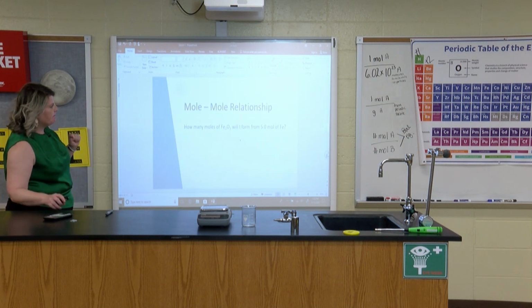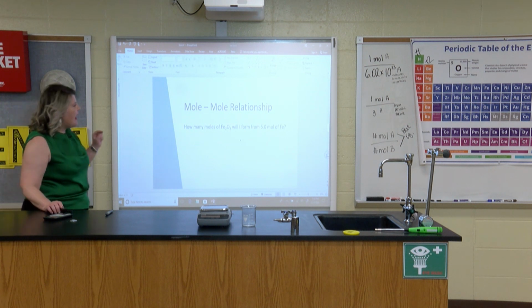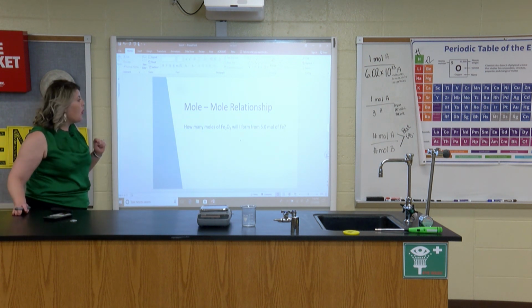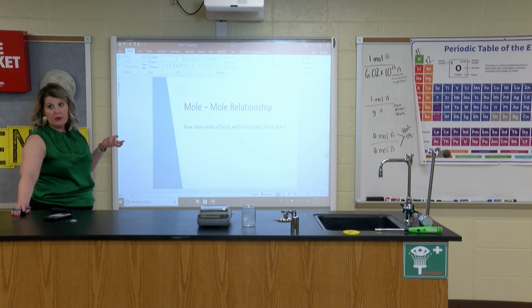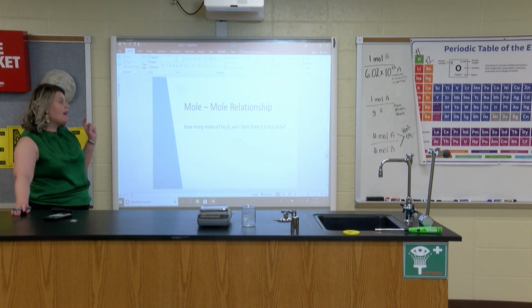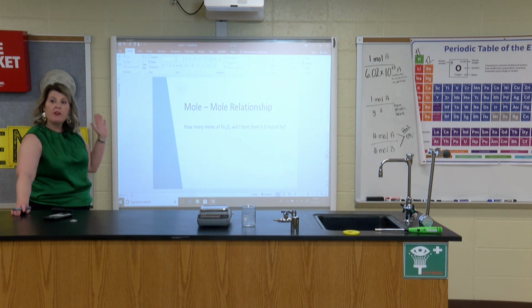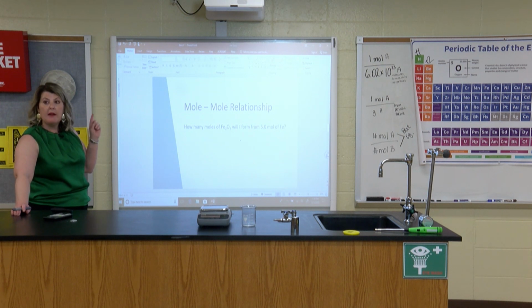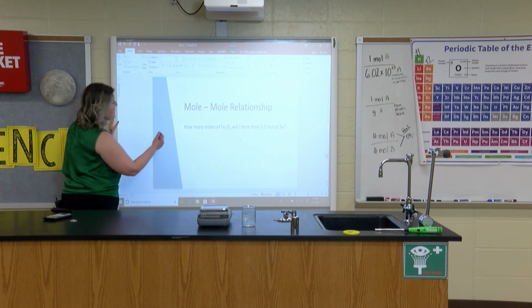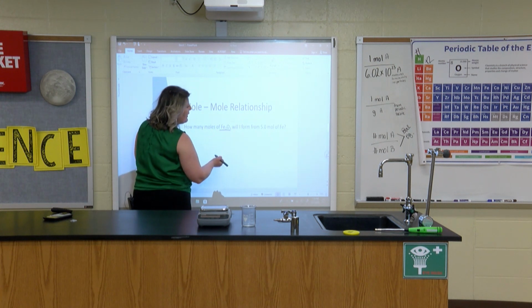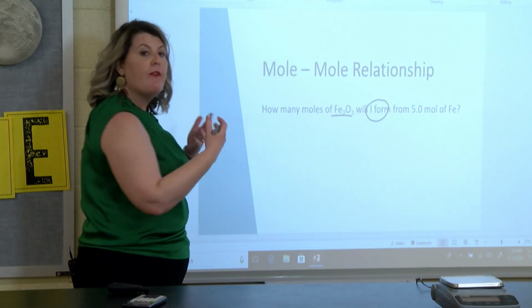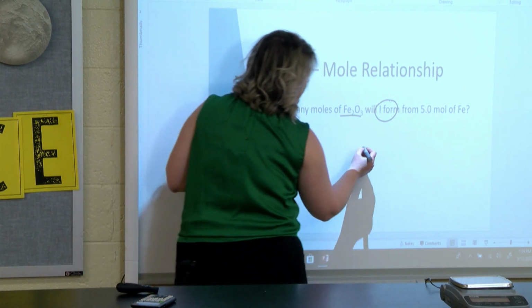So let's look at this. How many moles of Fe2O3 will you form from 5 moles of Fe? Remember, our first step was we had to write a balanced chemical equation. So if you can't write a balanced chemical equation from words, which is what we did in the first week, you're going to find yourself in a little bit of a pickle. So let's look up here and see if we can write this reaction. How many moles of Fe2O3 will I form? If you're forming that, that means it's a product.